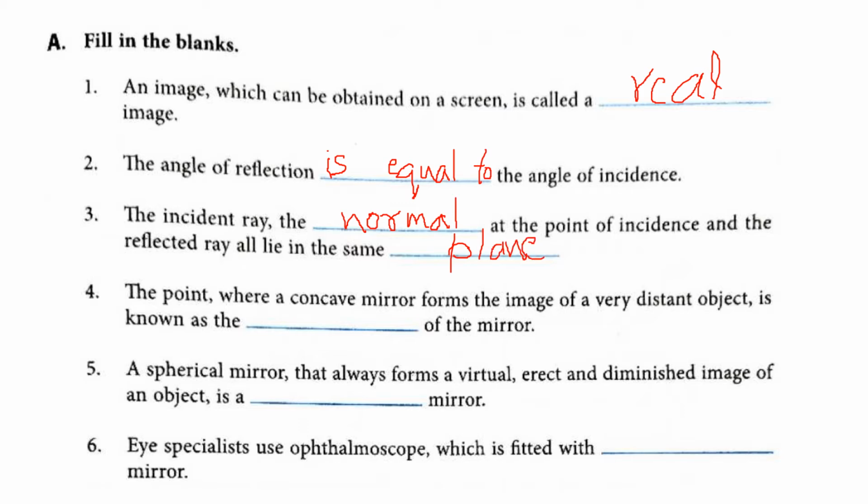Okay. Then coming to the fourth one, the point where the concave mirror forms an image of a very distant object is known as the dash of the mirror. The point where the concave mirror forms the image of a very distant object means it is at infinity. So if any object is at infinity, we know that many incident rays will start from there and all these incident rays are parallel to the principal axis. So compulsorily reflected rays will go through the focus.